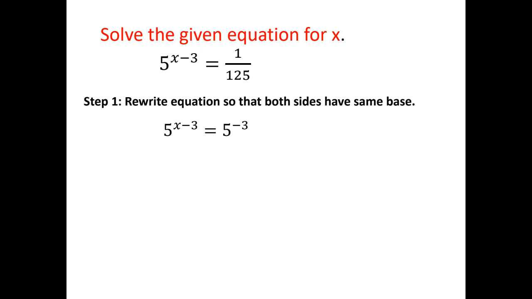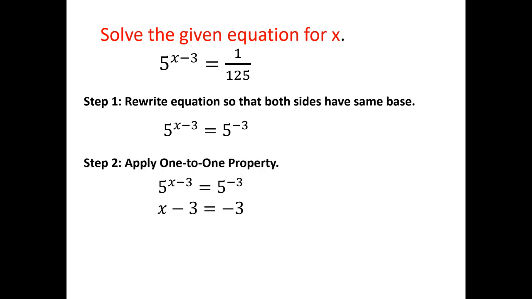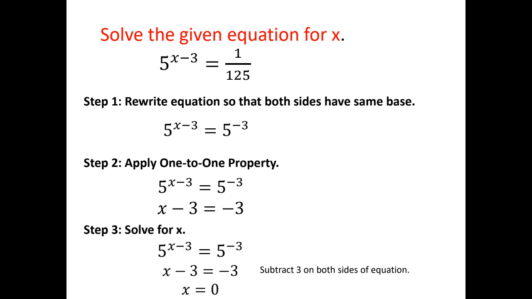Now we see that we can apply our one-to-one property that says that for these two exponential functions to be equal to each other, the exponents have to be equal. So I set my exponents equal to each other. So x minus 3 is equal to negative 3. Add 3 on both sides, and I'm going to find out that x is equal to 0. So for these two exponential functions to be equal to each other, x has to be equal to 0.